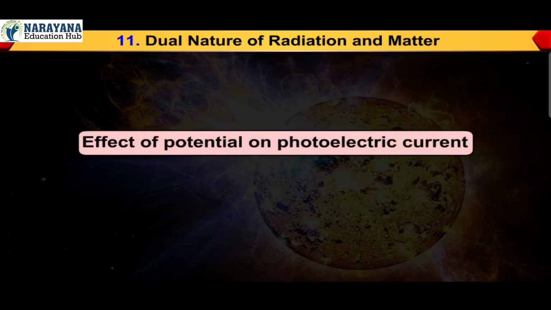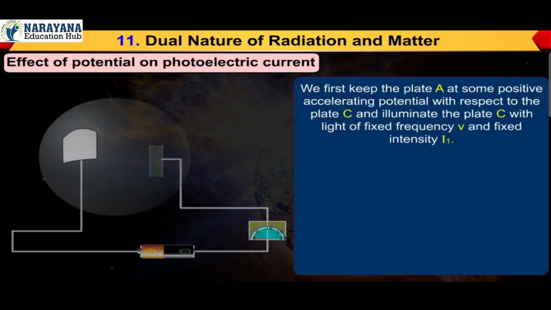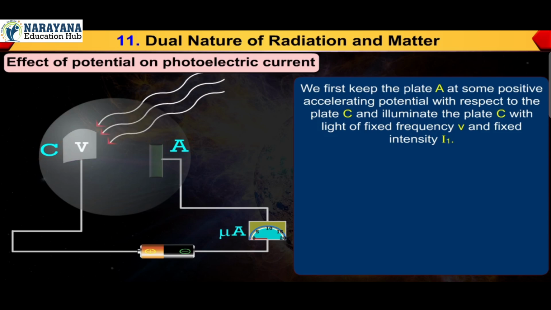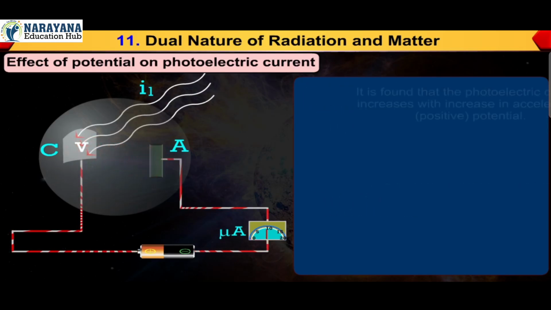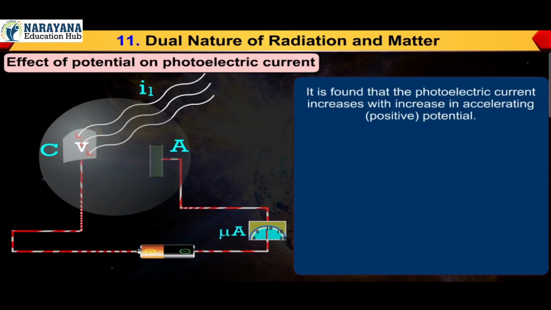Effect of potential on photoelectric current. We first keep the plate A at some positive accelerating potential with respect to the plate C and illuminate the plate C with light of fixed frequency ν and fixed intensity I1. We next vary the positive potential of plate A gradually and measure the resulting photocurrent each time. It is found that the photoelectric current increases with increase in accelerating positive potential.